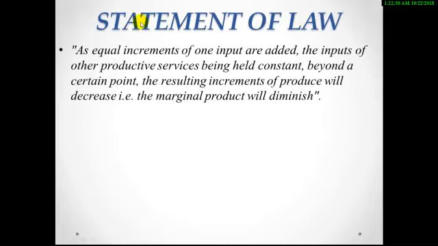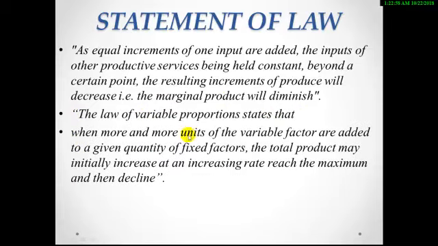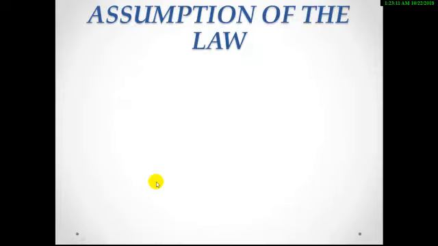Statement of law. As equal increments of one input are added, the inputs of other productive services being held constant, beyond a certain point, the resulting increment of produce will decrease, that is, the marginal product will diminish. The law of variable proportion states that when more and more units of the variable factors are added to a given quantity of fixed factor, the total product may initially increase at an increasing rate, reach the maximum and then decline.